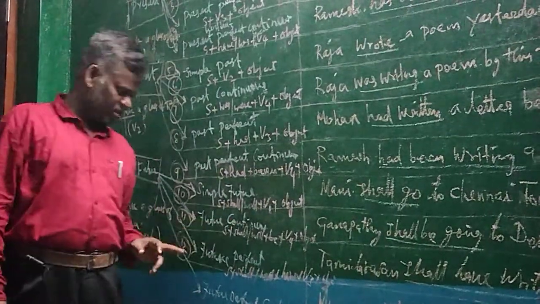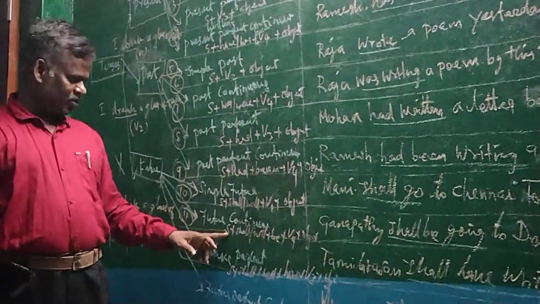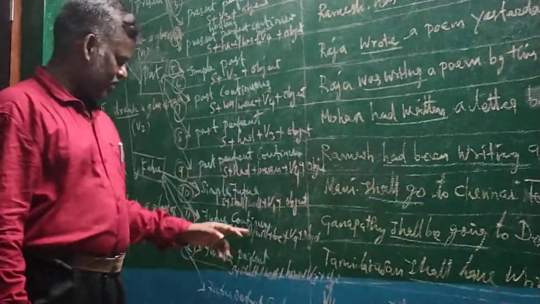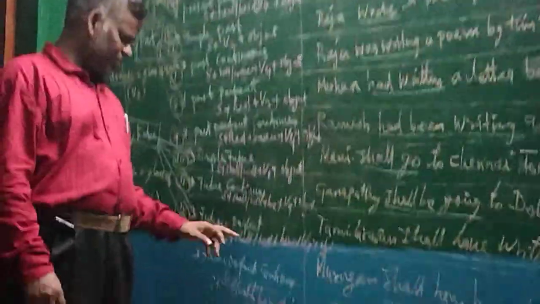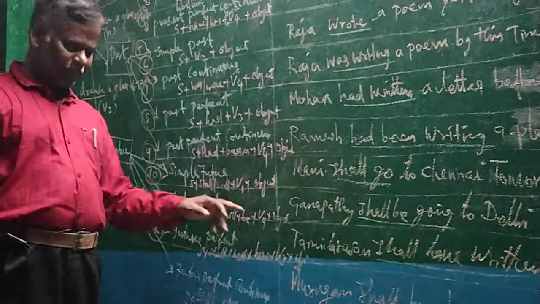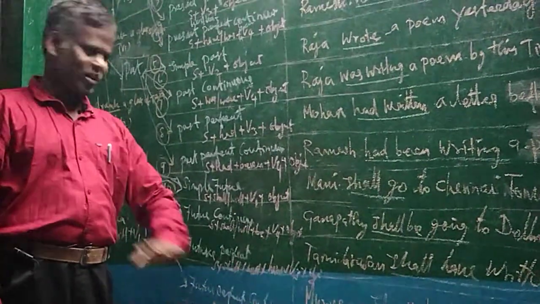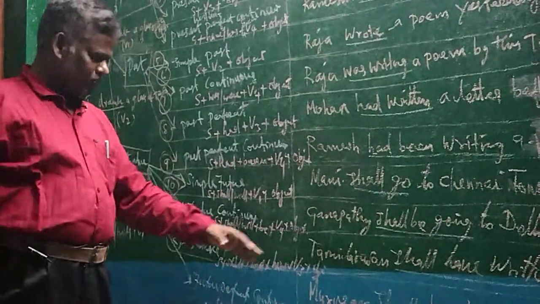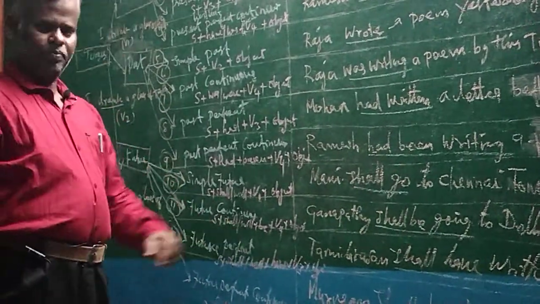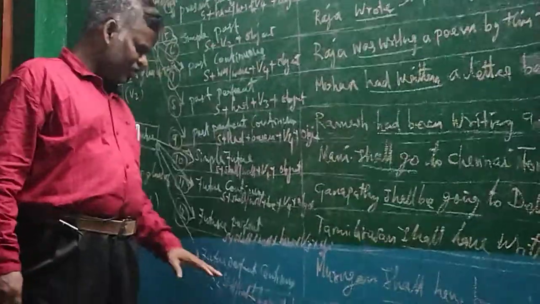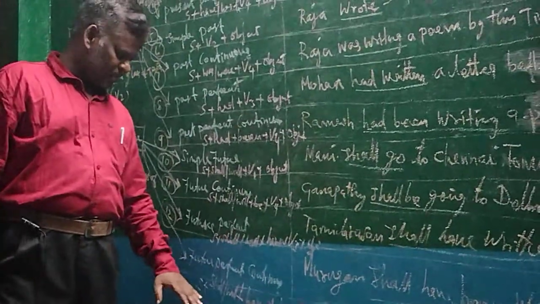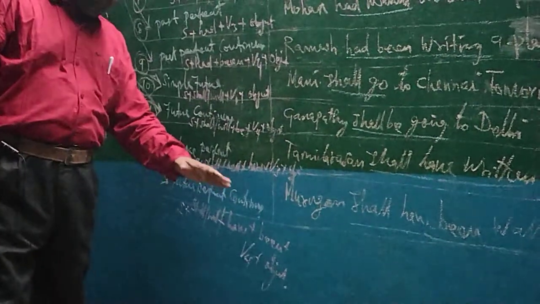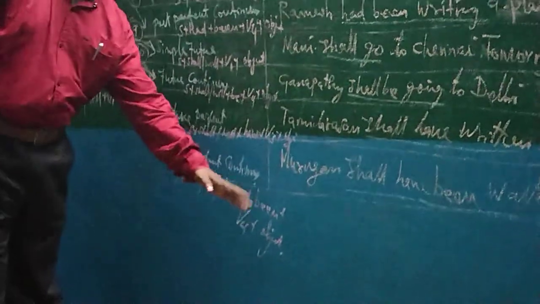And the future continuous tense: subject plus shall or will be plus V4 plus object. The future perfect: shall or will plus have only, not has, plus V3 plus object. And the future perfect continuous: subject plus shall or will have been plus V4 plus object.